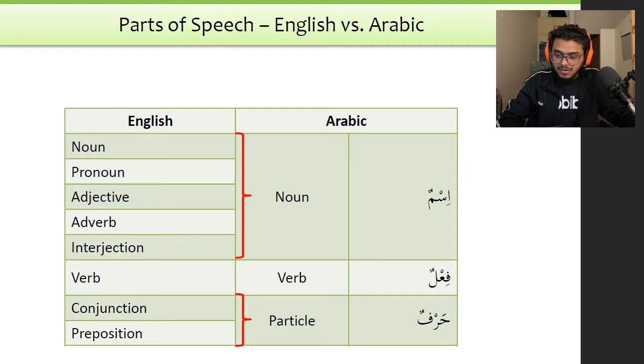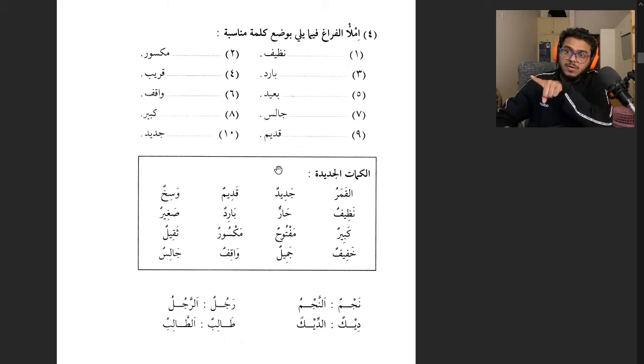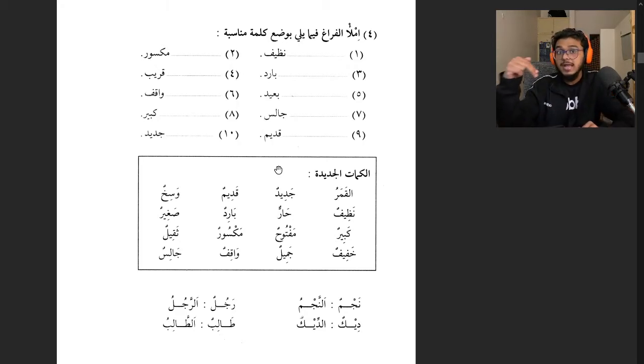A moment ago, what did I say? This book. So jadidun, is jadidun an adjective? Yes, it is. It means new, right? Jadidun means new. So in the Arabic language, it falls under the category ism. So it is also an ism.